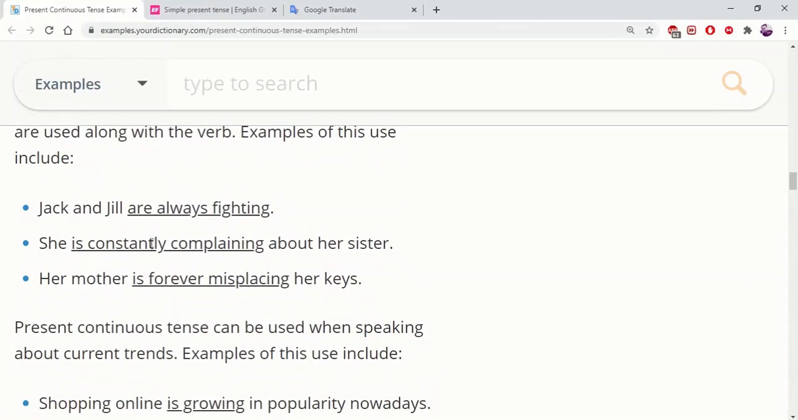Next, she is constantly complaining about her sister. वो अपनी बहन के बारे में कंप्लेन करती ही रहती है. Constantly complaining. Next, her mother is forever misplacing her keys. That means the mother is always losing or keeping the keys in the wrong place where the mother cannot find. It is like a habit which is constantly happening.